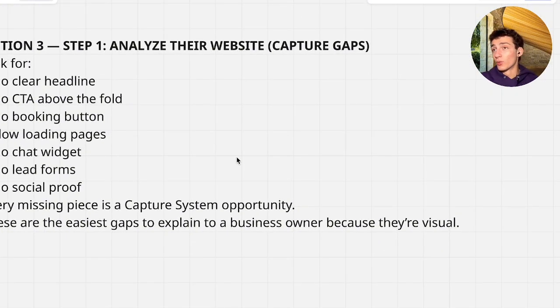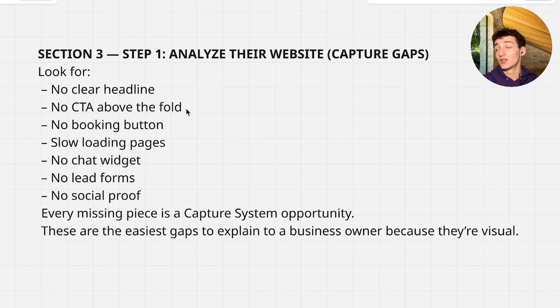So step 1 is to analyze their website if they have one. As we mentioned, I think 2 or 3 videos ago, the lead capture on their website is one of the easiest systems that you can start providing, because they can see that their website probably isn't performing as good as it could be, and you can give them some comparisons and data to back that up. So look for no clear headline, no call to action above the fold, no booking button, slow loading pages, no chat widget, no lead forms, no social proof. Every missing piece is a capture system opportunity. These are the easiest gaps to explain to a business owner because they're visual. And again, you can provide proof from other websites, maybe some websites that you've built, or their competitors. But yeah, that's step 1.